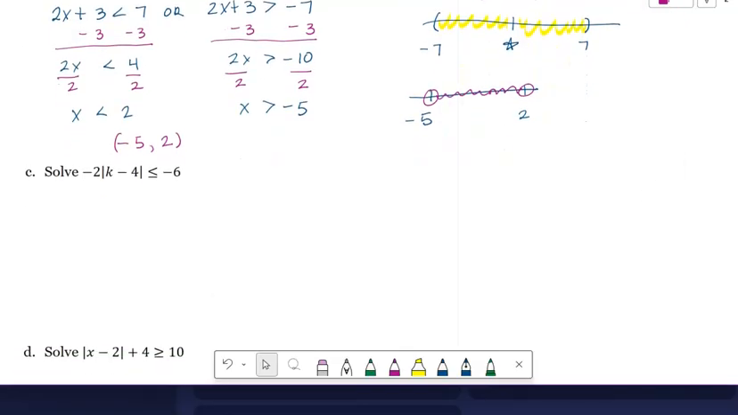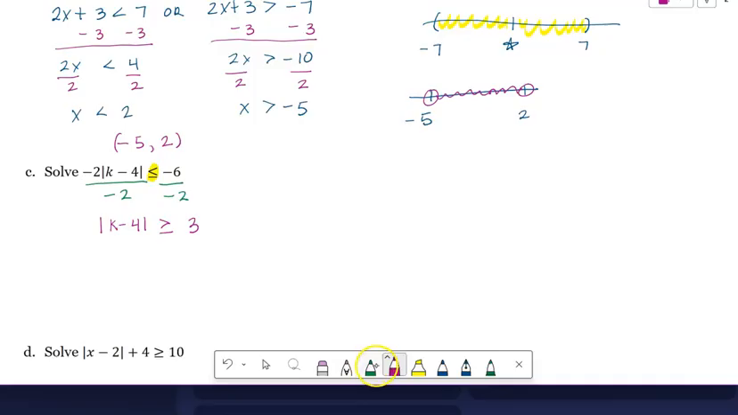For example C, we've got an absolute value sign but it's being multiplied by -2. So we need to get rid of the -2 as our starting point before we change this into two different equations. So I'll start by dividing both sides by that -2. And when I do that, I need to remember to switch the inequality sign. So this is going to be the absolute value of k minus 4 greater than or equal to 3.